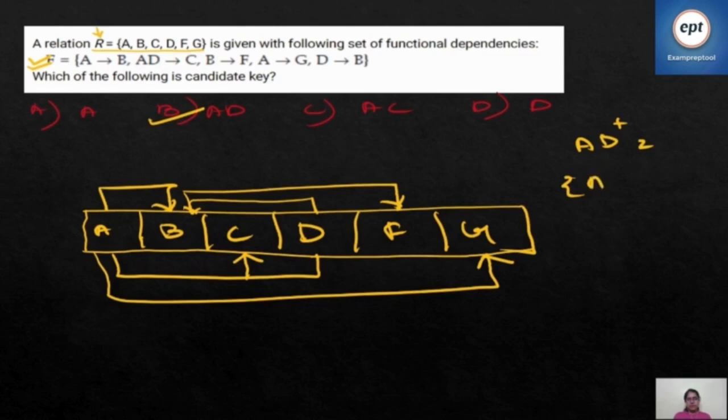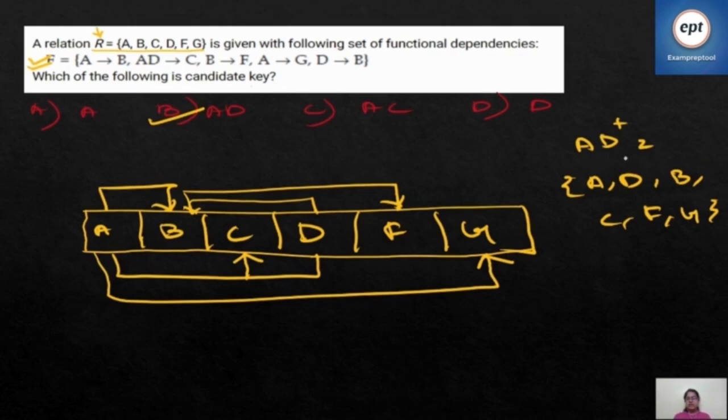From A we can derive A and D. From A we can derive B. From AD we can derive C. From B we can derive F. From A we can derive G, and from D we can derive B. So yes, in the attribute closure of AD we are able to derive everything, so it is the candidate key.